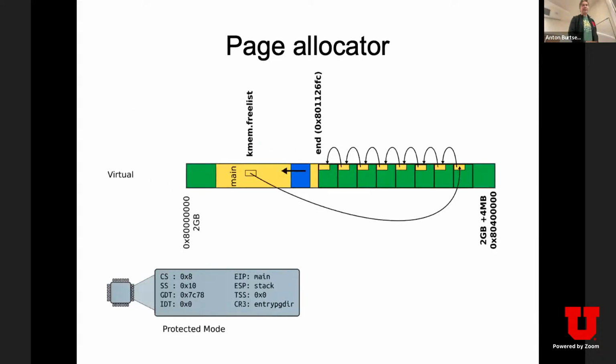What it does is the following. It has a variable with a concrete name, kmem free list, which is the pointer to the head of the list. Essentially, we maintain a list of free pages, and the list lives within the pages themselves. Each page has a next pointer, and the kernel itself has a pointer pointing to the beginning of this list.